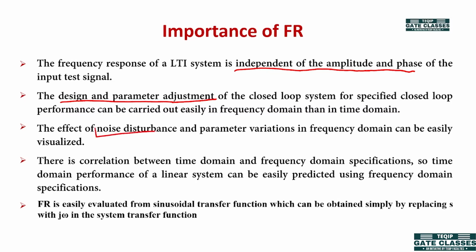It also reduces noise, disturbance and parameter variations in frequency response. It is easy to reduce these. For example, as we know, our power line has a frequency of 50 hertz and our communication lines have a frequency of 1000 hertz, and these two lines are parallel to each other. So these frequencies may interfere with each other. So what we do is we use a low pass filter to attenuate the high frequency signal in the power transmission line, and we use a high pass filter to attenuate the low frequency signal in the communication line. This is easier in frequency domain as compared to time domain.